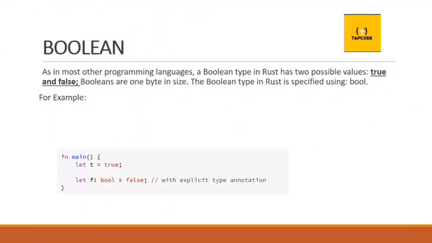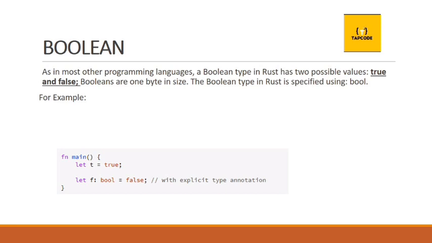Coming down to Boolean. You have two types of values possible in Boolean. If you're familiar with other programming languages like JavaScript, Python, C or C++, the major output of Boolean is true or false. It can be false, true, it can be true, false. It's either true or it is false.